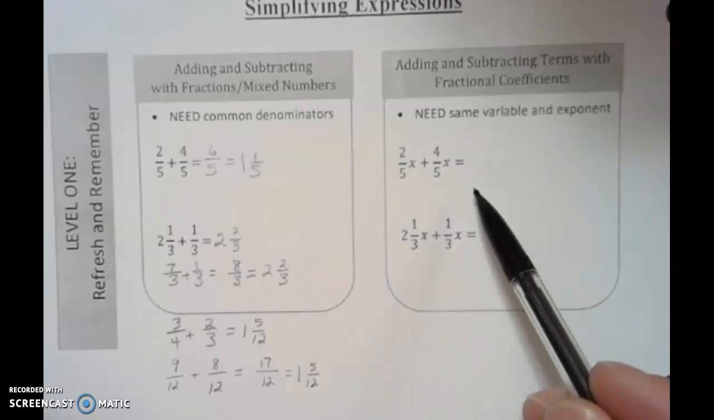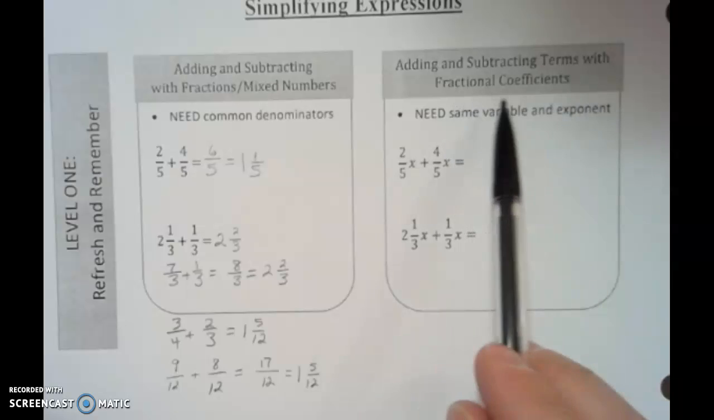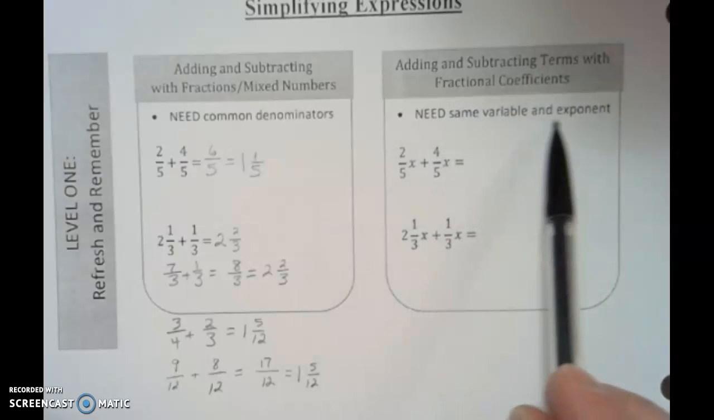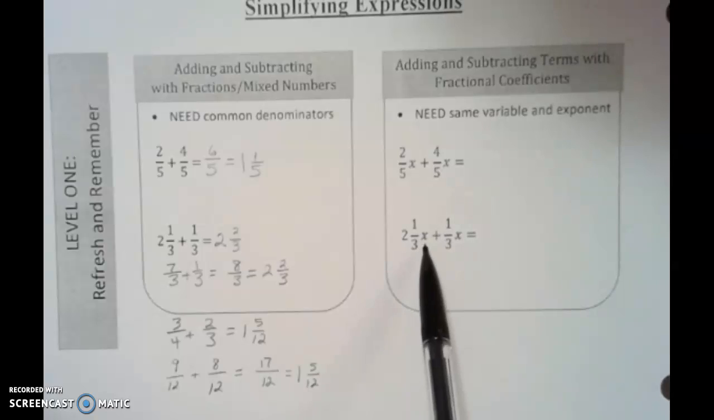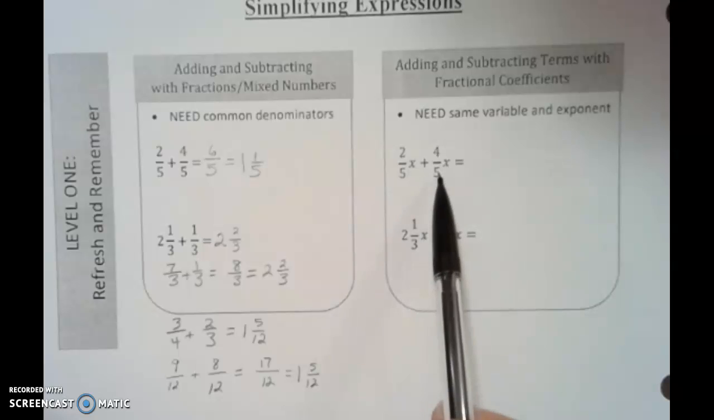In this example now, notice that it looks very similar to what we were doing before, except now I've added a variable in there. Okay, if you're adding and subtracting terms with fractional coefficients, you need to have the same variable and exponent. These are the same variable with the same exponent. Remember, there's an invisible 1 above each of those x's. Same thing down here. When they have the same variable and exponent, you can combine them. And again, if I'm working with fractions, I need to make sure that I have common denominators.